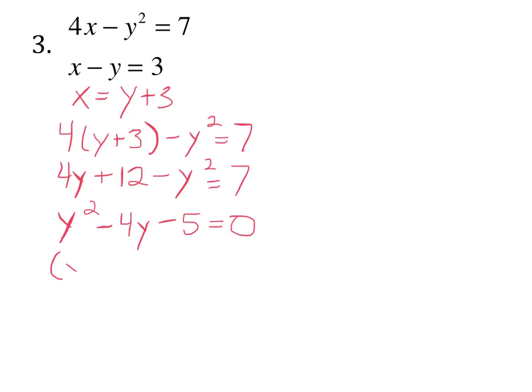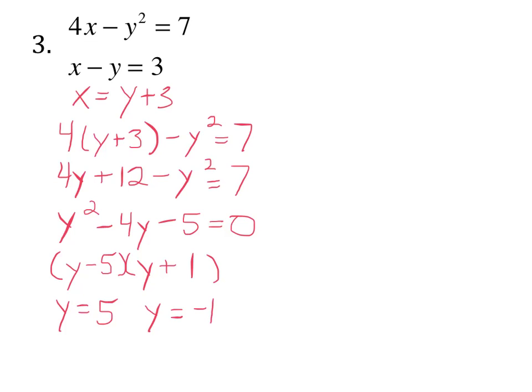And if we factor that, we will get (y minus 5)(y plus 1). So we'll get two solutions for y: y equals 5 and y equals negative 1. So this solution set will have two solutions.